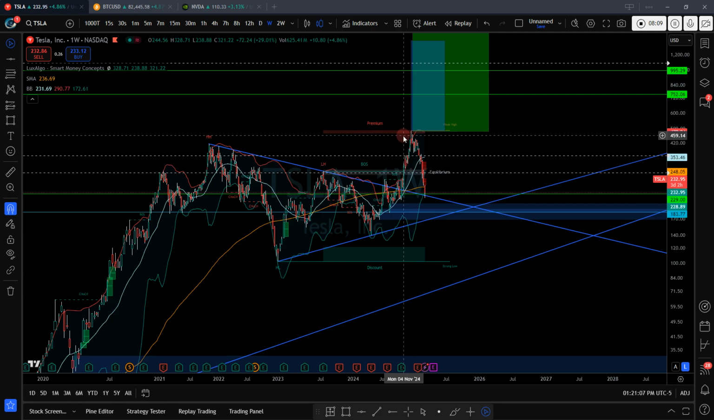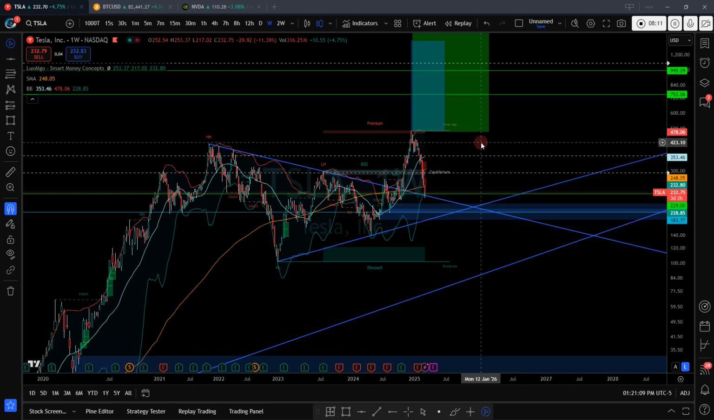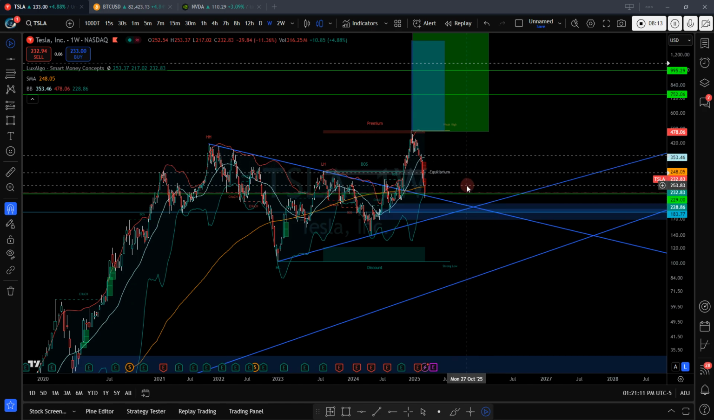We'll take a look at things tomorrow after the CPI. I'll probably do an update, but just in chart form, just to highlight some levels and things like that, depending on what the data is.